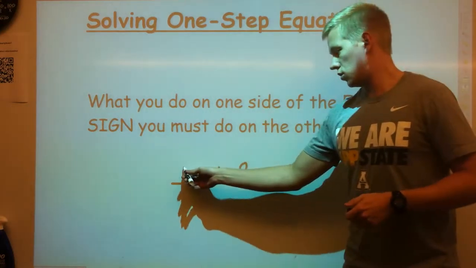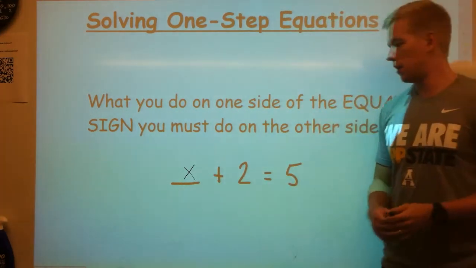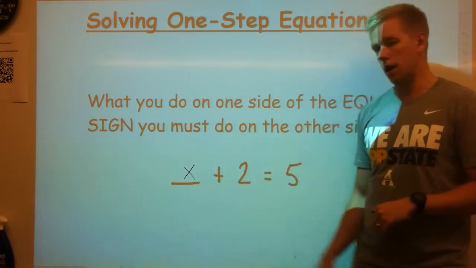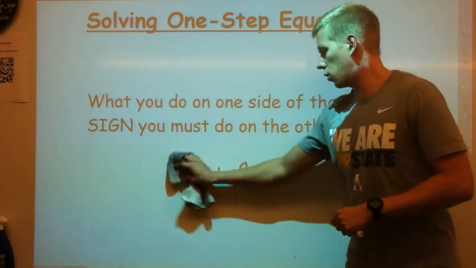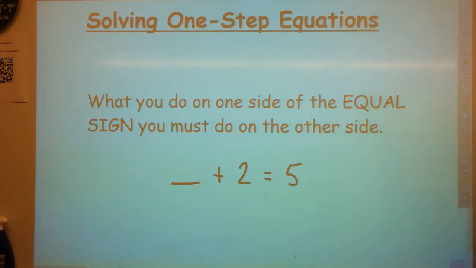But all we do in algebra, if we don't know what something is, we just put a variable. There's no difference there. We just replace the word what with a variable. And I like to use the variable x. So we're going to use that as we go along solving our one-step equations. Okay? So get that all copied down.